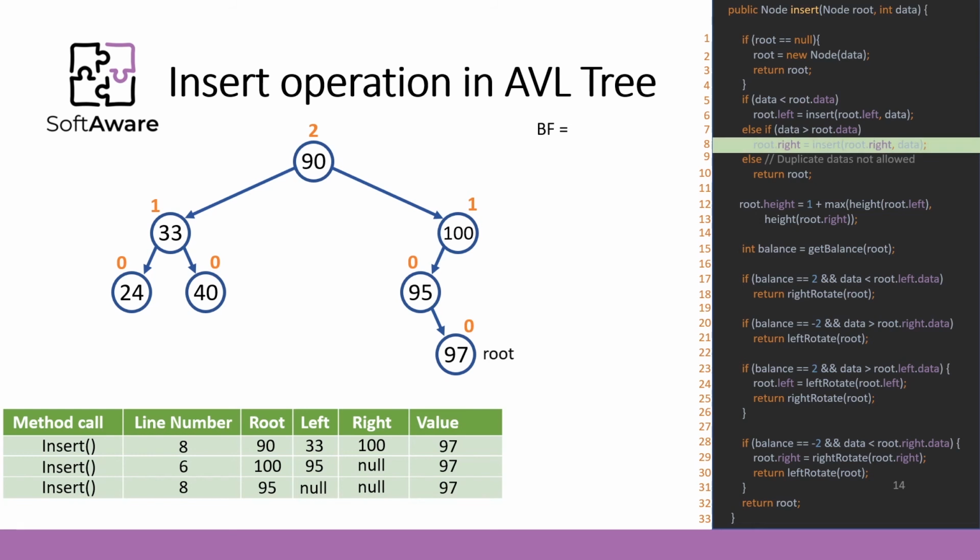So after returning from one method call, we know we have left at line number 8. We need to update the height of the current root and return, as we will not have a violation at this state.